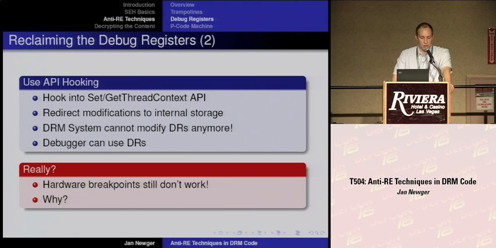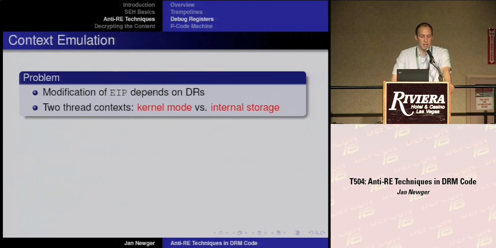So there's a problem with this, because hardware breakpoints still won't work. The reason for this is that we actually have two different thread contexts. On the one hand, we have the kernel mode thread context, which is maintained by the operating system. And on the other hand, in this situation, we would have our internal storage of context records.